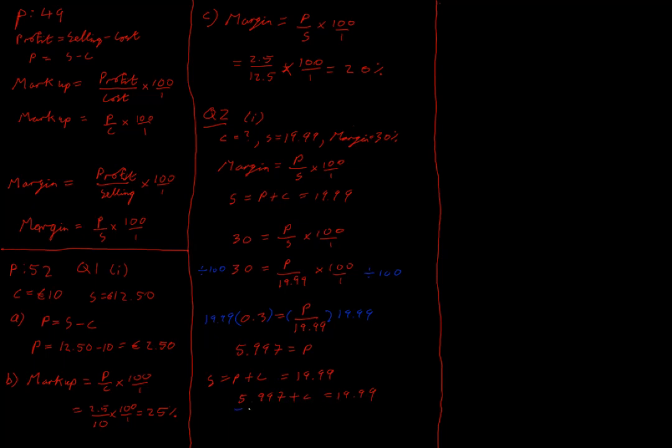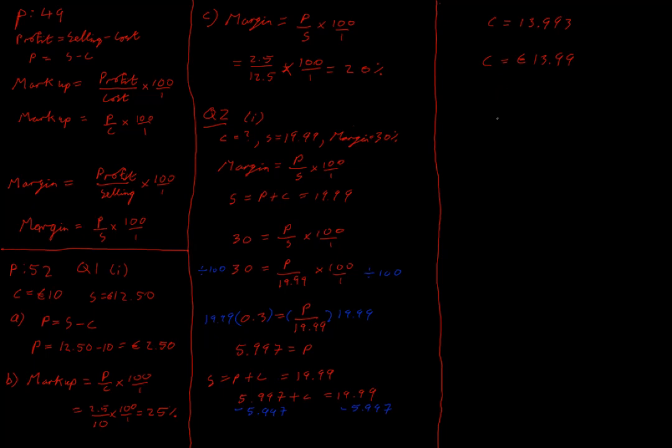Subtract 5.997 from both sides to get C by itself, to get the cost price by itself. When I do that, I get C is equal to 13.993. And as this is money, we're going to round that to 2 decimal places, and we're going to use our euro sign to make sure we get all of our marks. This is going to be €13.99 is my cost price.